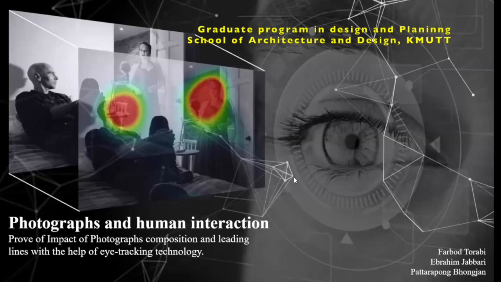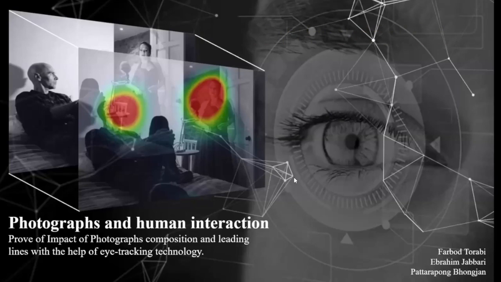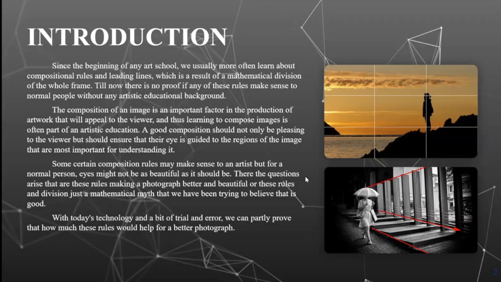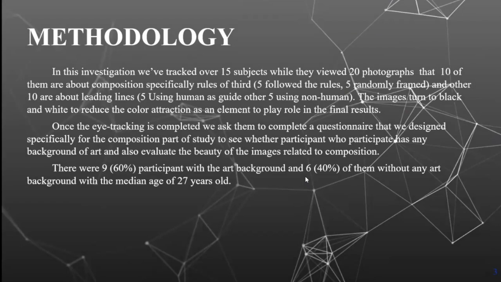So as I mentioned, our study was about photographs and human interaction in general. This slide is just talking about how many subjects we tried to test and how many images, and the images were grouped into different categories, like composition and leading lines. The composition group has 10 images: 5 follow the rule of thirds and 5 are random.